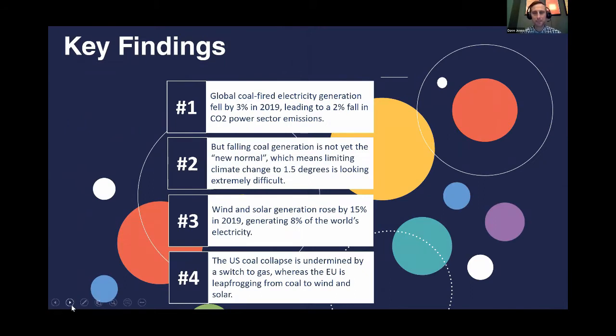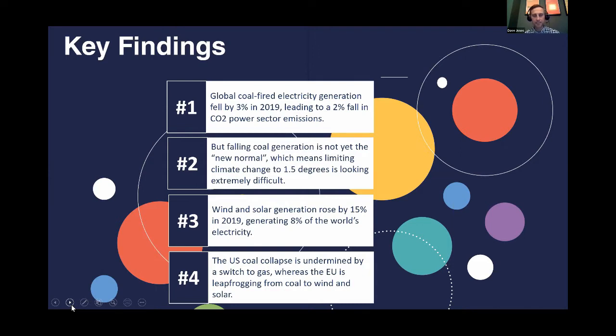Number one, global coal-fired electricity generation fell by 3% last year in 2019, and that led to a 2% fall in CO2 power sector emissions. Falling coal generation is not yet the new normal, and that means limiting climate change to 1.5 degrees is looking extremely difficult. The third key finding we'll cover is around wind and solar generation, which rose by 15% in 2019 and generated 8% of the world's electricity. And then the final bit we'll cover is around the US coal collapse, which is being undermined by a switch to gas. And just compare that against the EU coal collapse, where there's a big leapfrogging effect from coal direct to wind and solar without going via that second fossil fuel of gas.